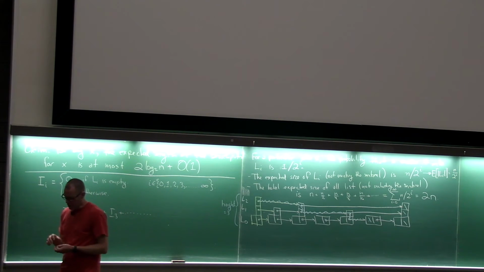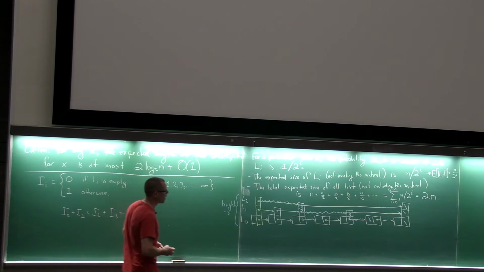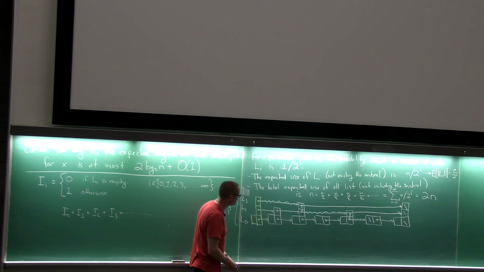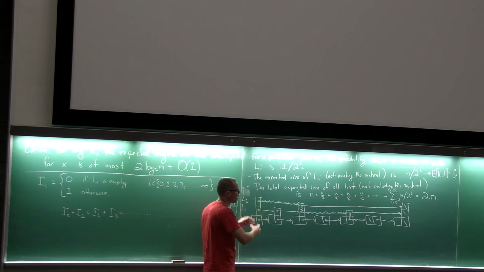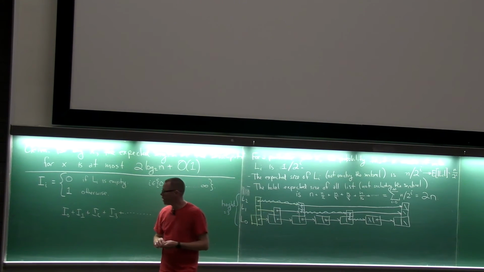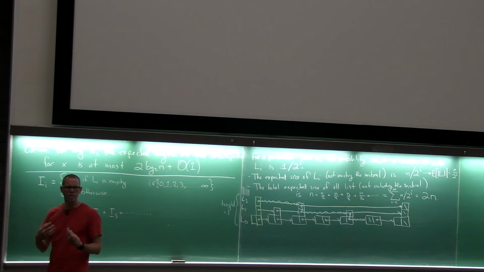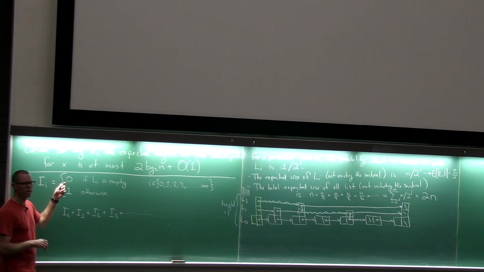And the height is this complicated thing. It depends on how many elements are in here, and whether or not each one makes it up to a list, or whether none of them make it up to a specific list. But these I sub i's, they're quite a bit simpler. They're just binary variables. They take on the value of 0 or 1.